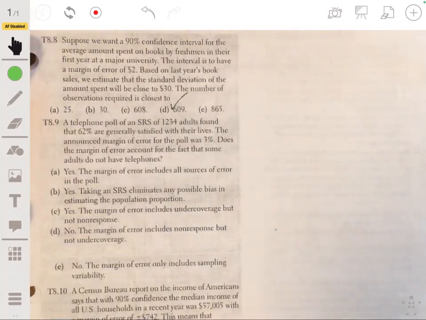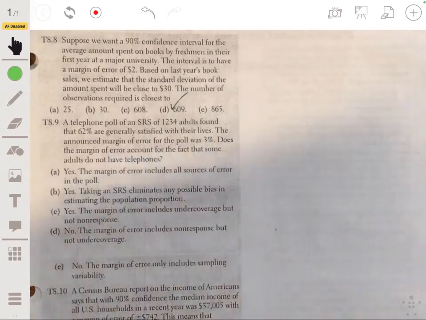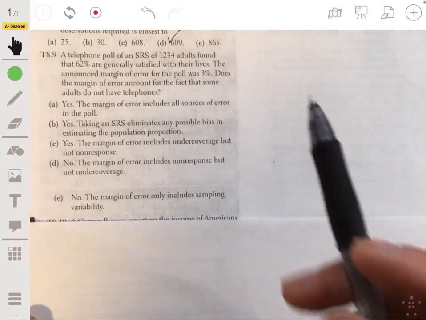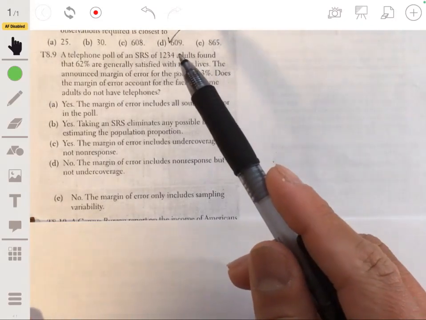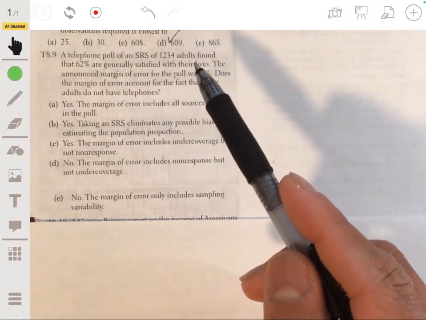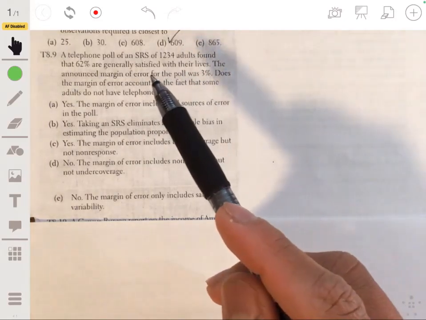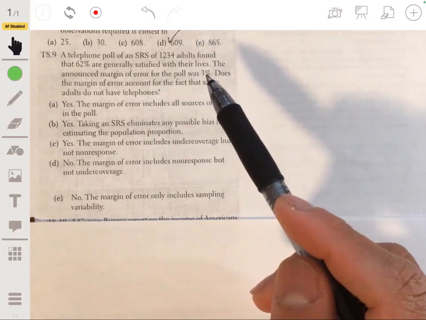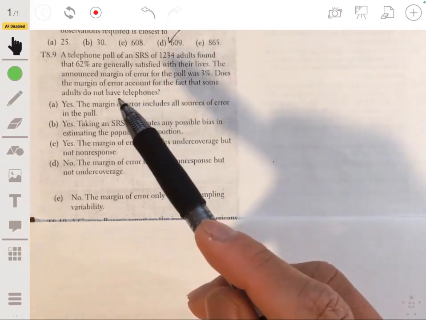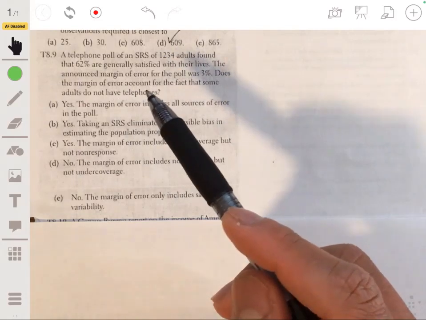Number 9. Right here we got that telephone poll of a simple random sample of 1,234 adults found that 62% are generally satisfied with their lives. The announced margin of error for the poll is 3%. Does the margin of error account for the fact that some adults do not have telephones?